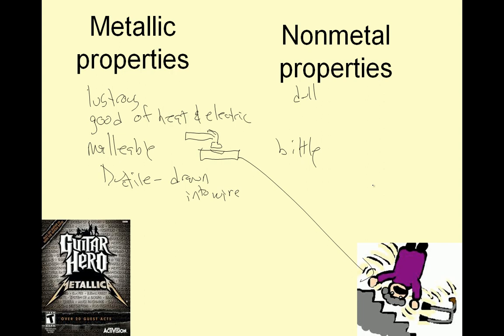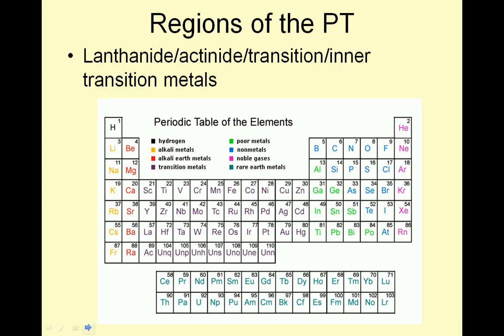So nonmetals are the opposite of metals. Instead of being lustrous, they are dull. Instead of being good conductors, they are bad conductors. Instead of being malleable, they are brittle. Instead of being ductile, they are the oh-so-clever non-ductile. I don't know if that's hyphenated or not, but you can probably get an extra credit point if you look that up.